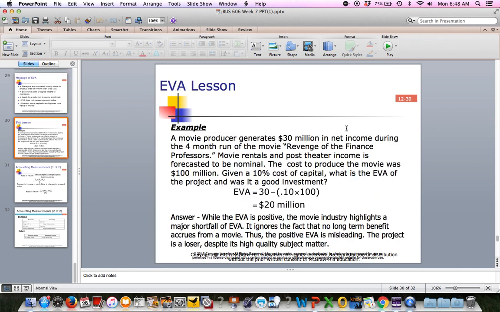Another example of EVA, it says here: a movie producer is generating $30 million in net income during a 4-month run of a movie called The Revenge of the Finance Professors. That would be a terrible movie, by the way.